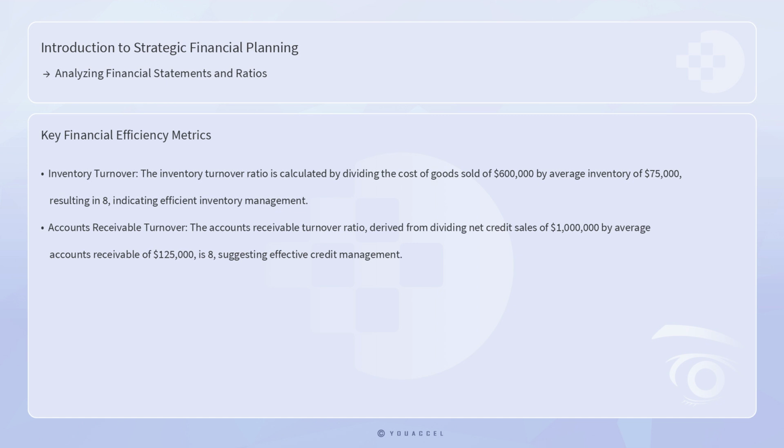For efficiency analysis, the inventory turnover ratio is calculated by dividing the cost of goods sold of $600,000 by average inventory of $75,000, resulting in an inventory turnover ratio of 8. This indicates efficient inventory management. The accounts receivable turnover ratio, derived from dividing net credit sales of $1,000 by average accounts receivable of $125,000, is 8, suggesting effective credit management.